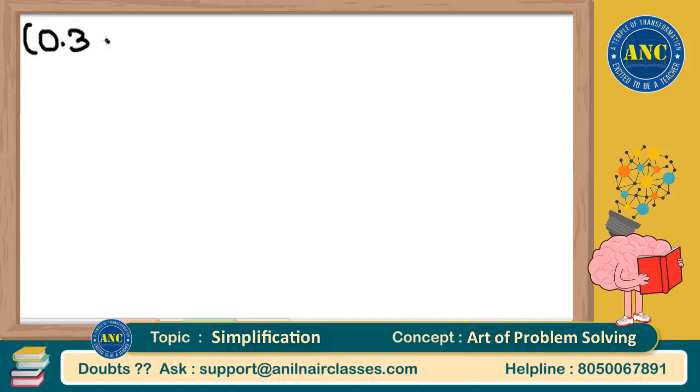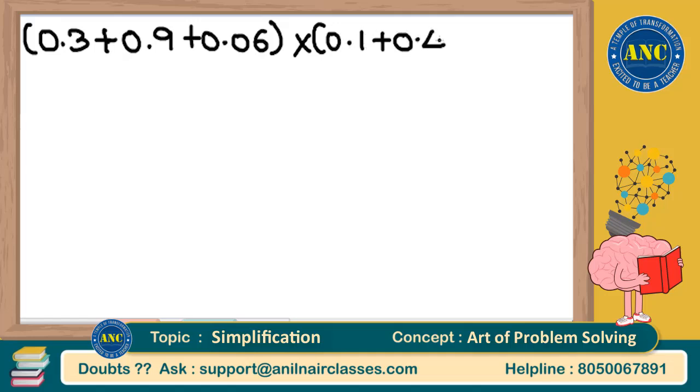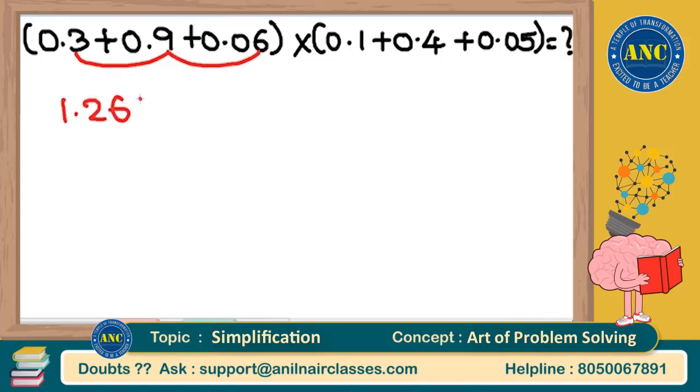Keep listening to ANC channel, keep growing. 0.3 plus 0.9 plus 0.06 into 0.1 plus 0.4 plus 0.05 is equal to question mark. Don't talk in terms of decimals. Talk in terms of rupees or paise. 30 plus 90 paise is 120 paise, 126 paise, it is 1.26 into 10 plus 40 is 50 paise. 50 paise into 5 plus 5 paise is 55 paise.